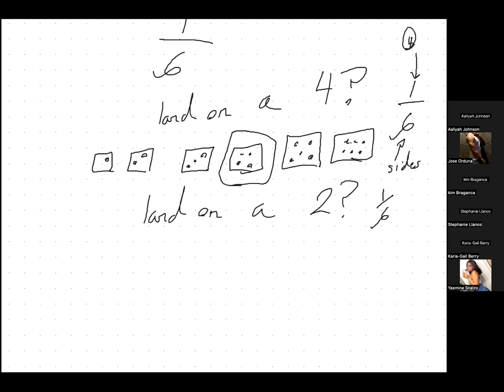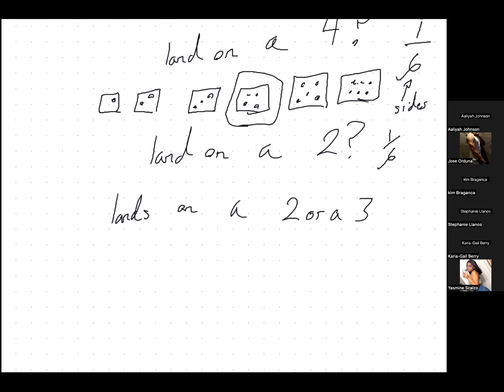Now let's talk about the probability that it lands on a 2 or a 3. Now all of a sudden, this dice can land on a 2 or a 3. So there are 6 sides, and it could be either a 2 or a 3. So there are 2 possibilities. And if you simplify that, it's 1/3.